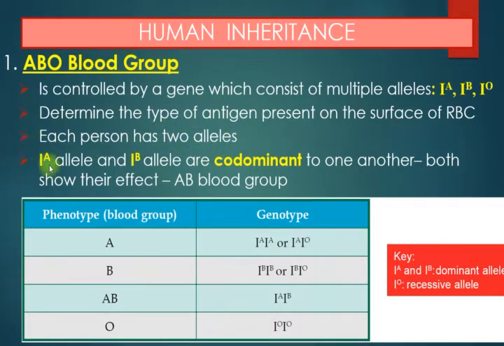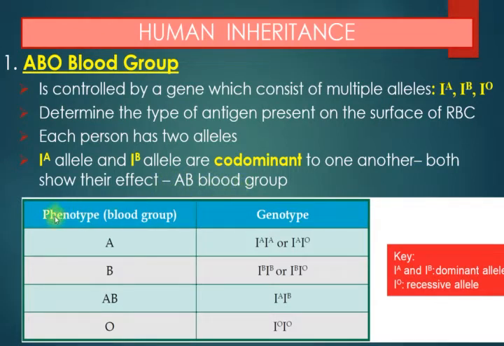The IA allele and IB allele are codominant. We say codominant because both are dominant alleles, so they are codominant to one another. Both will show their effect, resulting in the AB blood group.